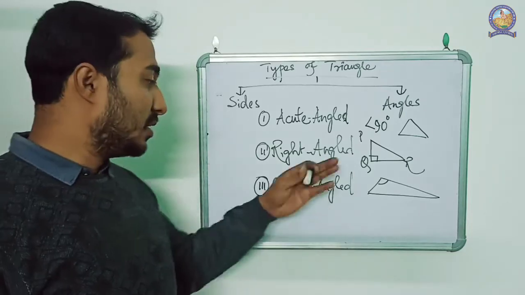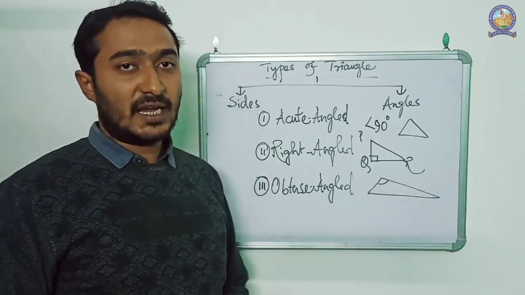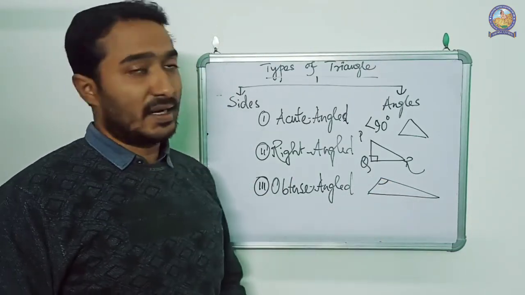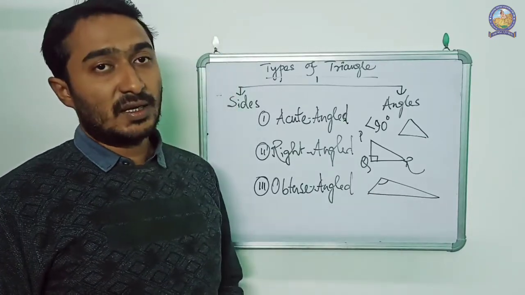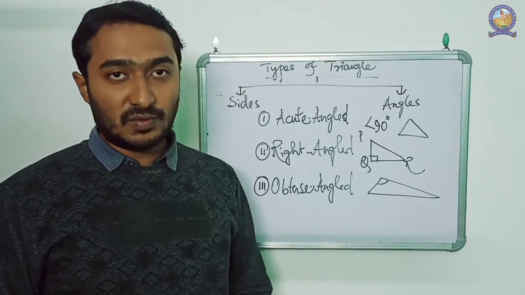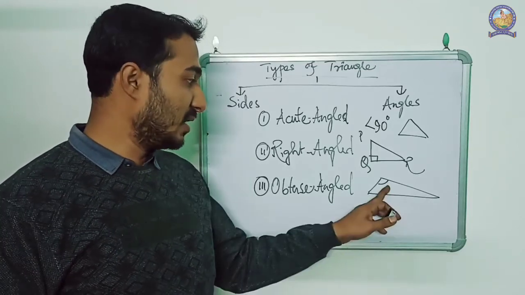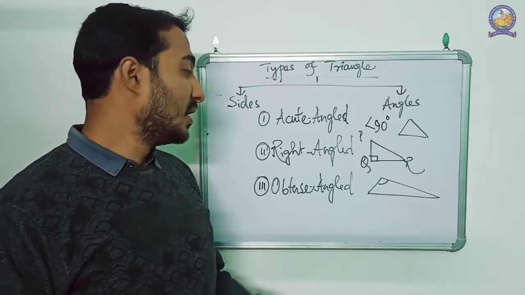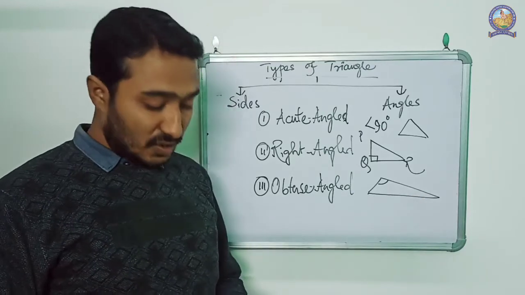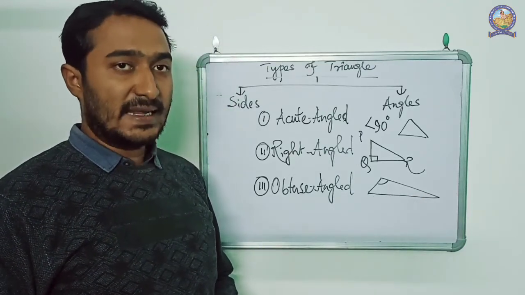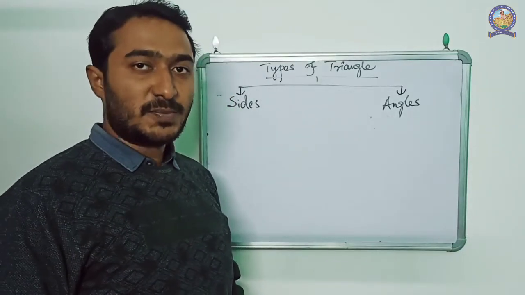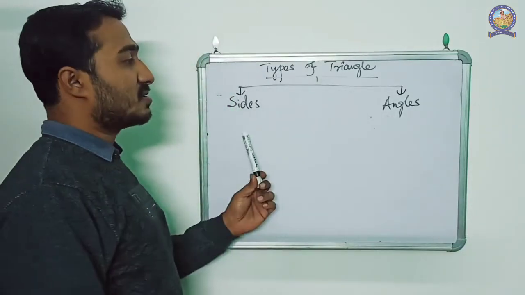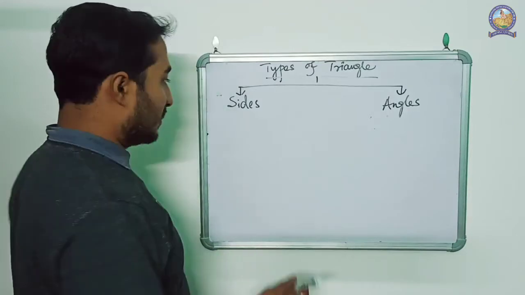Here also, remember, in a triangle there can be only one obtuse angle, not more than one, because of the same reason: the sum of all three angles is 180 degrees. So if one is more than 90 degrees, then definitely the sum of the other two must be less than 90 degrees. Okay.